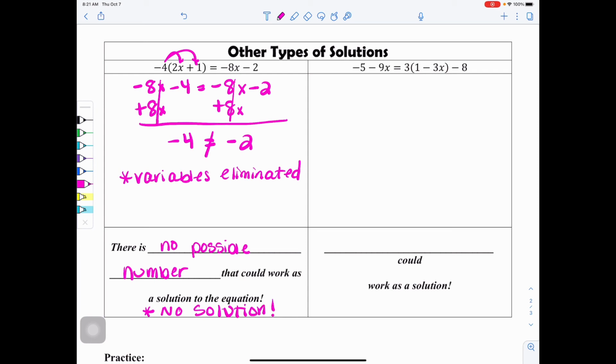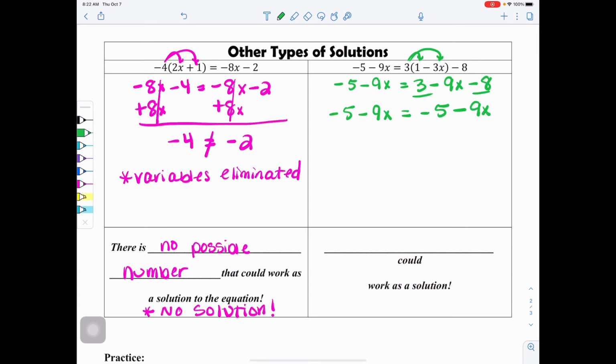Okay, now looking at the other one, we have distributive property. So I have -5 minus 9x equals 3 minus 9x and then minus 8. Then I'm going to look to combine like terms. On the left-hand side, I do not have any, but on the right-hand side, I can combine 3 and -8. So I get -5 minus 9x equals -5 when I combine the 3 and the -8, minus 9x. Then I look to get rid of variables on both sides. So I'm going to add 9x, add 9x.